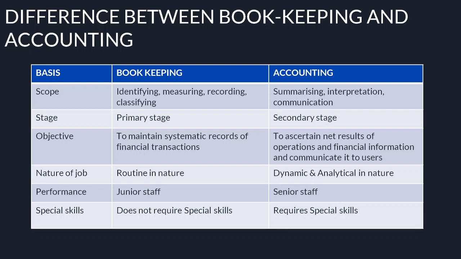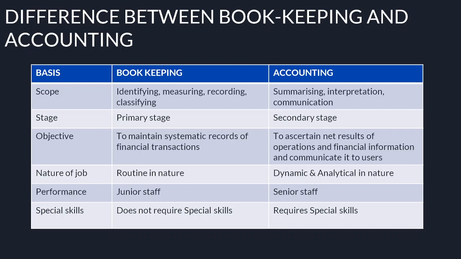Now, bookkeeping is a primary stage. It is the basis of accounting. Accounting is done on the basis of bookkeeping, whereas accounting is a secondary stage. It begins where bookkeeping ends. The next basis is objective. Now, the objective of bookkeeping is to maintain the systematic records of the financial transactions, whereas the objective of accounting is to ascertain the net profit or loss, the net results of operations, and the financial position, and to communicate that information to all the interested users.